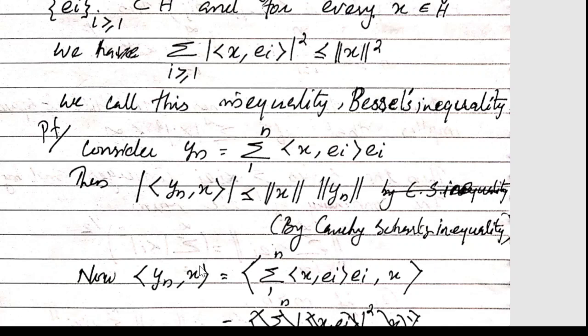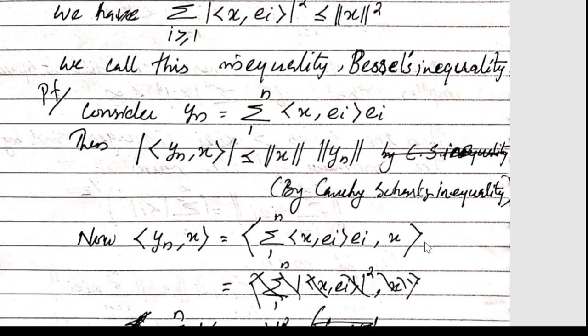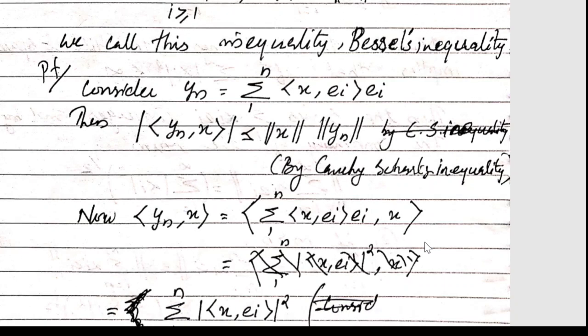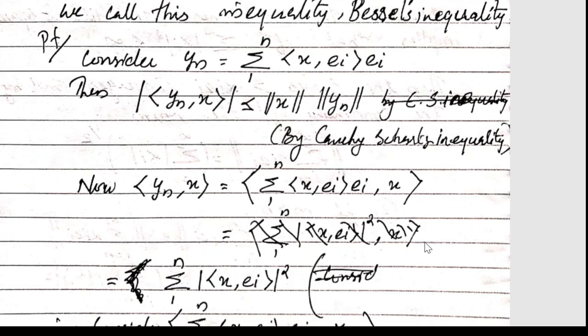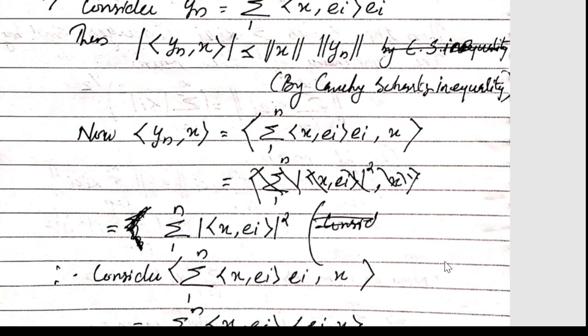This follows from the Cauchy-Schwarz inequality. Now the inner product of y_n with x, you can write as the sum from 1 to n of the first part, y_n inner product with x. That can be reduced to the sum from 1 to n of the modulus of the inner product of x and e_i, squared, times the summation. We consider that part: the sum from 1 to n of the inner product of x, e_i into e_i, inner product with x.